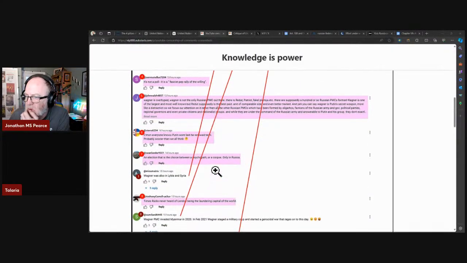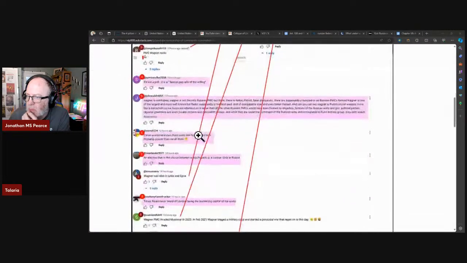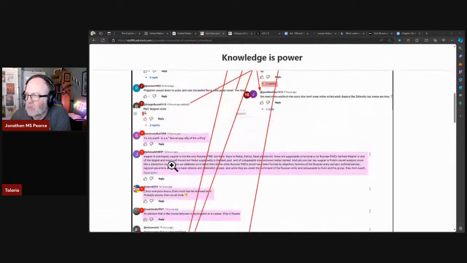Okay: "Times Radio never heard of London being the laundering capital of the world." "An election that's the choice between a psychopath or a corpse, only in Russia," which is quite a funny comment. Are these the ones that get deleted? Is that what you're saying? Those are the ones that are hidden. Those pink highlighted ones are hidden. So if you compare those with the ones on the other side, and come on, everybody knows.